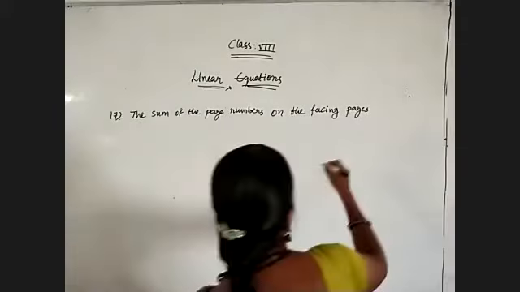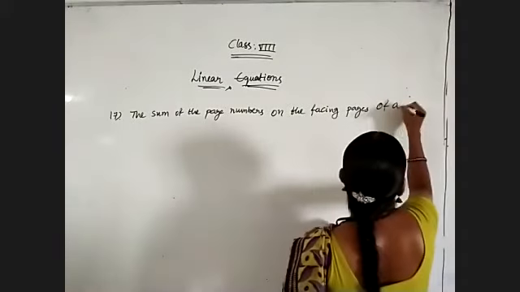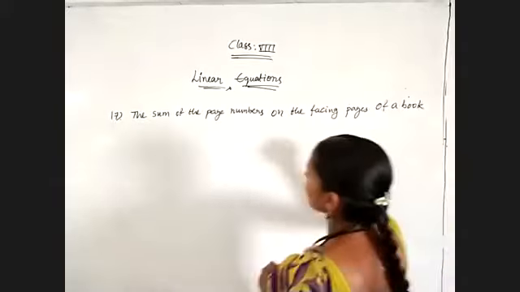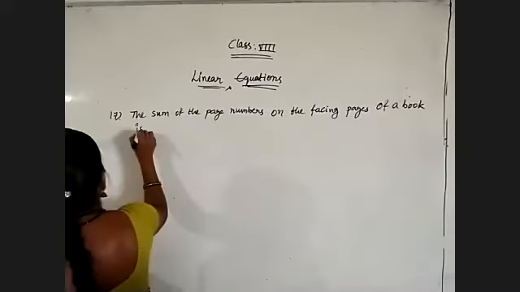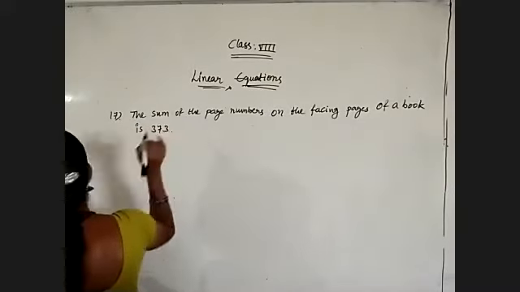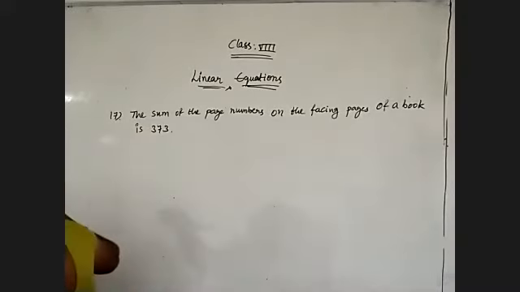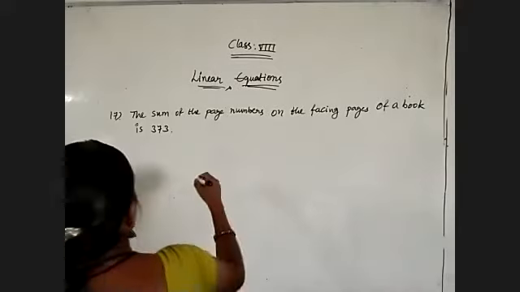The sum of the page numbers of a book is 373. What are the page numbers?